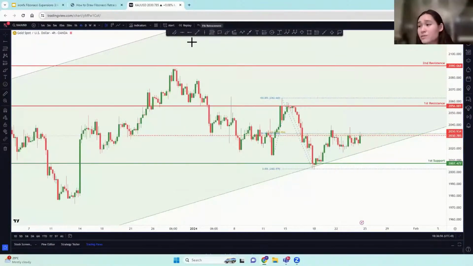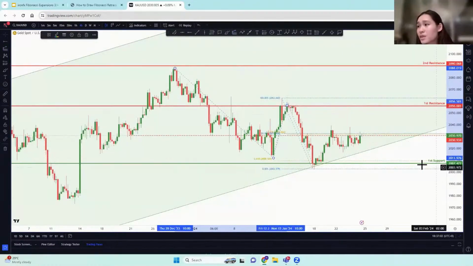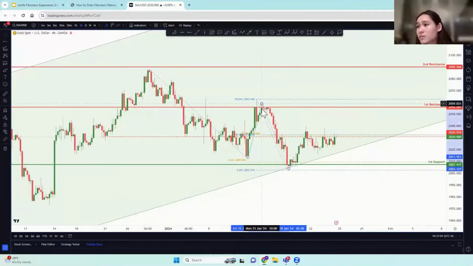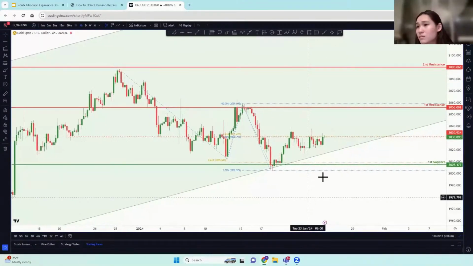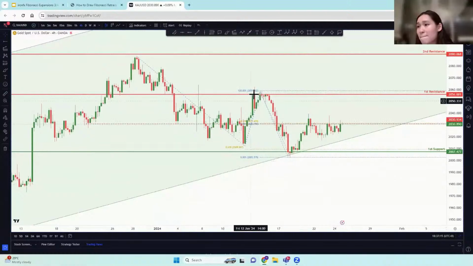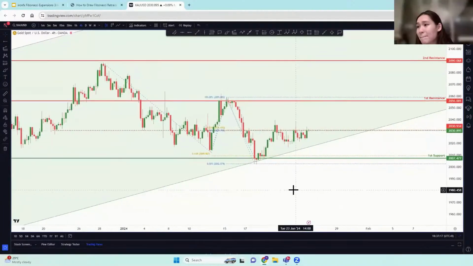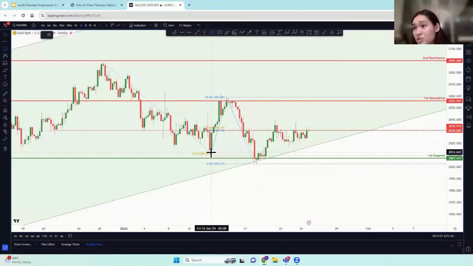Okay, and I'm going to be using another projection level, and that supports my first support level. And let's see if we can find any expansions.